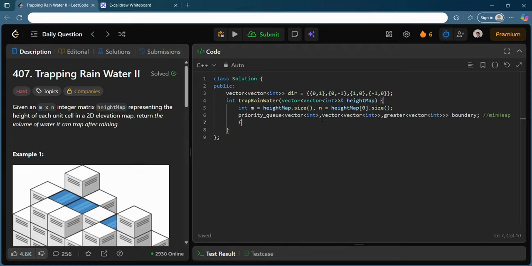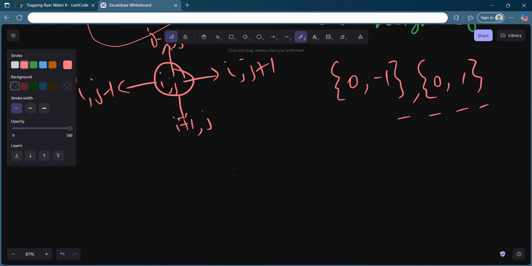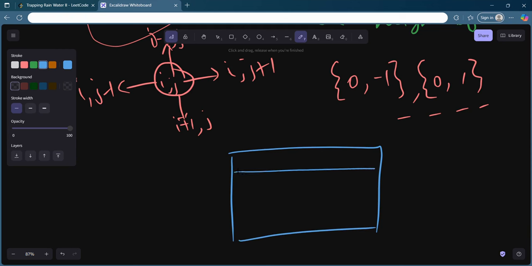Okay, so what are the things which I need to push in my boundary? At first I will push my boundary elements, right? So what I can do is that I have this, and I need to push these cells, and I also need to push these cells. Okay, so at first I will go through 0 to m minus 1, let's say, and I will push these elements.